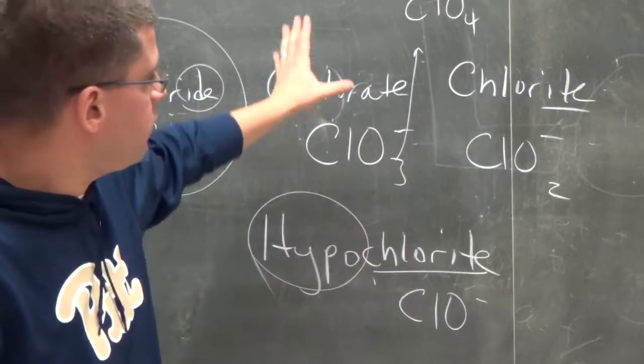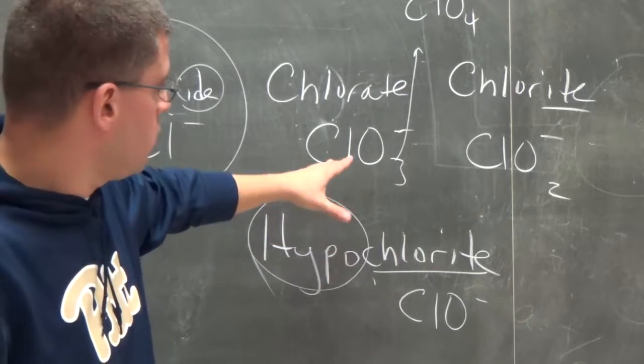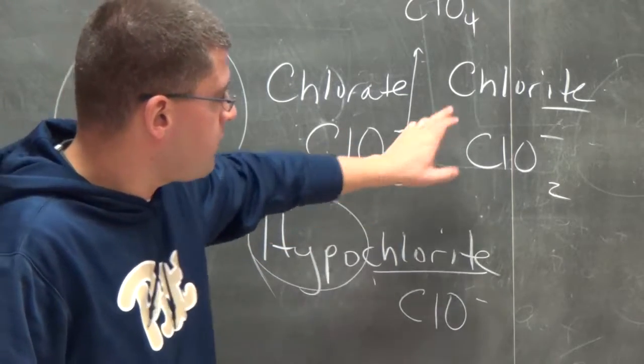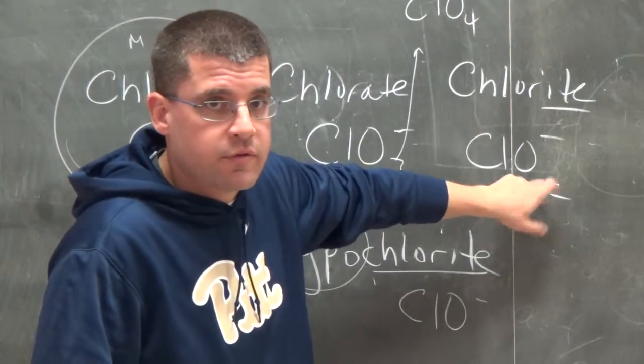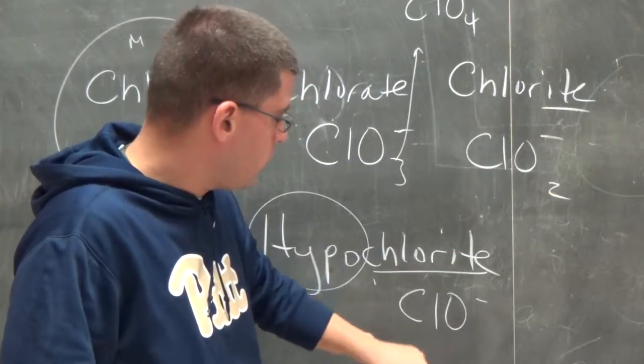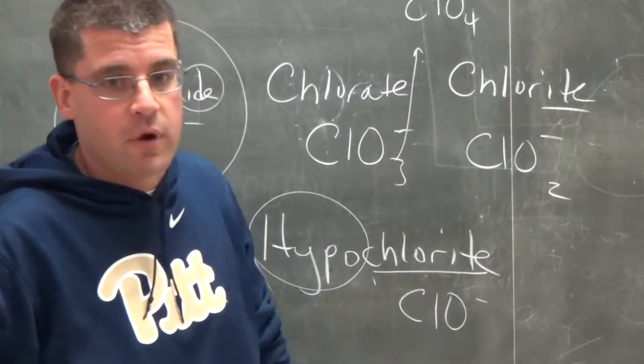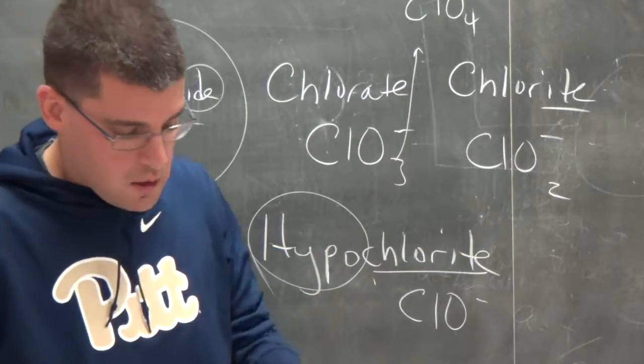Okay? So this is pretty simple to know too. Chlorate, ClO3 negative. Chlorite, one less oxygen, same charge, ClO2 negative. Hypochlorite, ClO negative. Perchlorate, ClO4 negative, is the maximum. Okay? So hopefully they help.